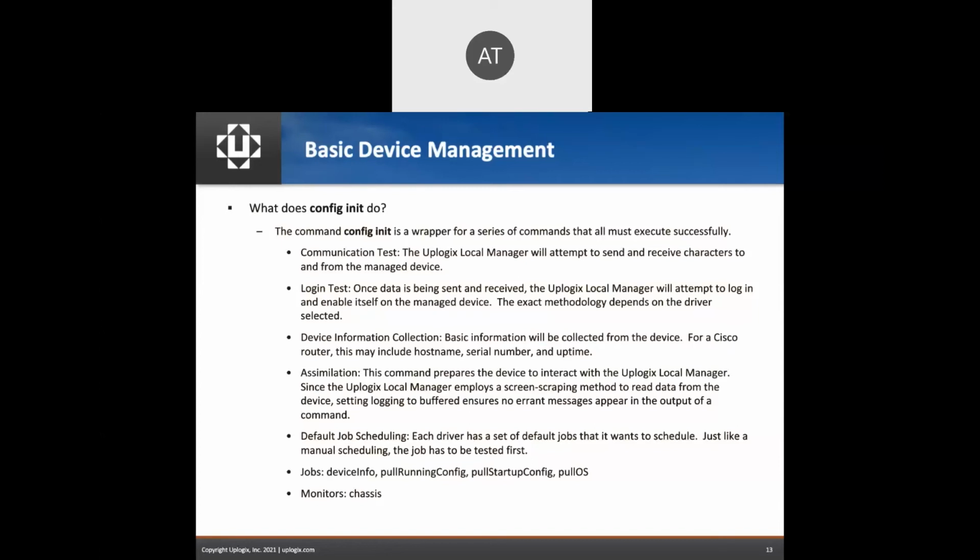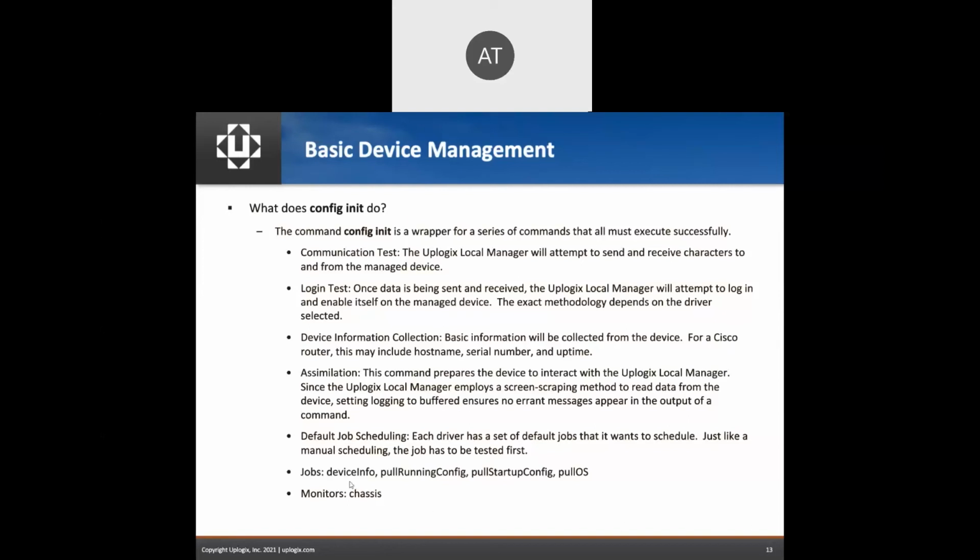And then, sometimes the driver will turn off buffered logging just so that we don't have log messages popping up and confusing the driver. And then it will also try to schedule some jobs. In the case of the Cisco driver, it's going to try to back up your OS image, your startup config, and your running config. And if it's able to do those during this initial test, then it schedules those to happen on a recurring basis, every 3 hours, every day, every 2 weeks, as the case may be.